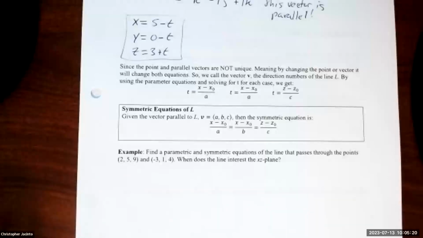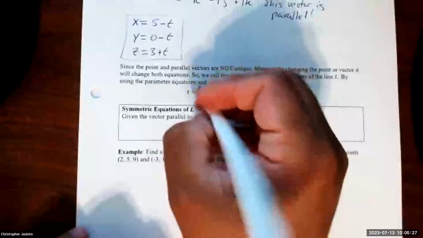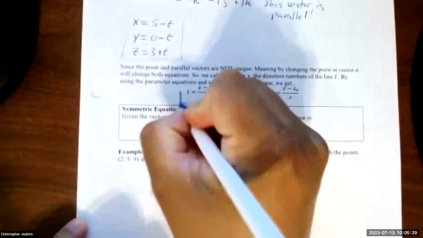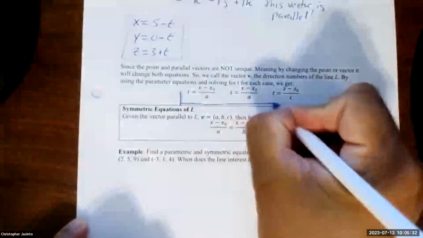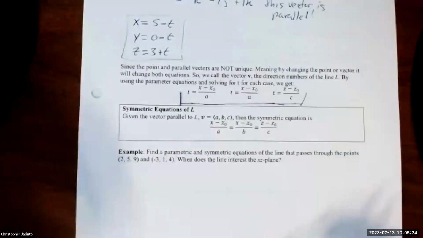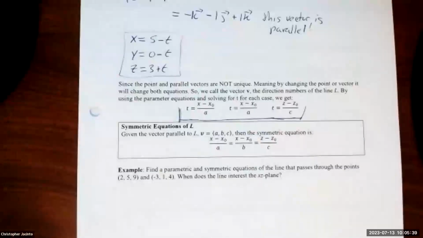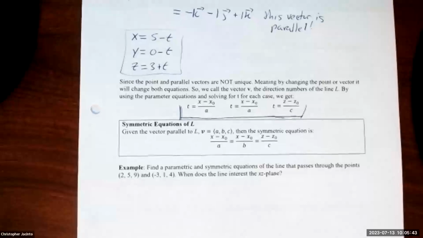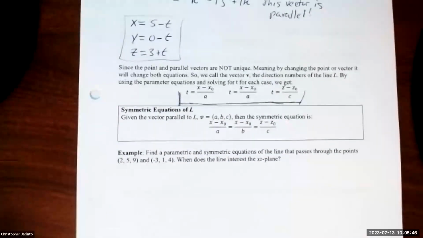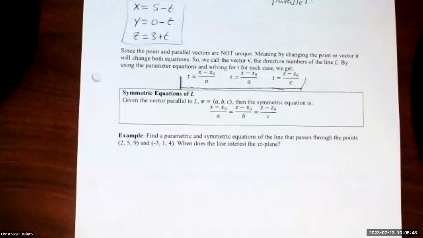So we call vector v something called the direction numbers of the line L. And by using the parametric equations, we have something called the symmetric equations of L. Essentially all it is is solving for t. So basically we're just solving for t, and that gives us the symmetric equations of L. Okay. So this gives us, no matter what vector it is and what point it is, a universal scale to deal with.